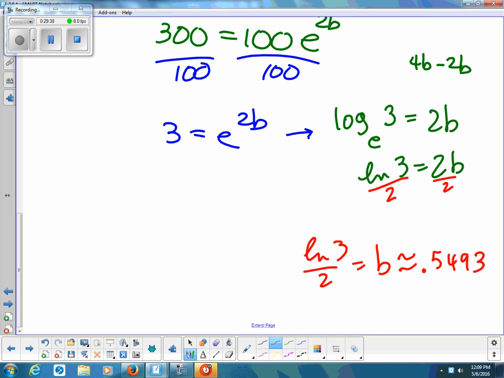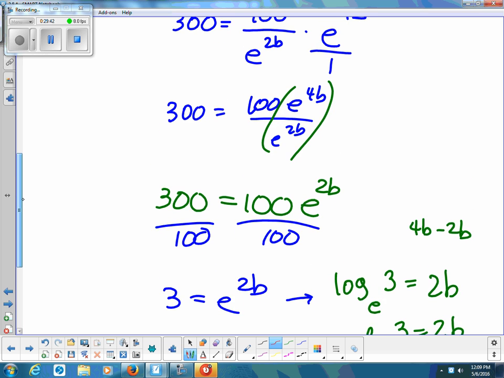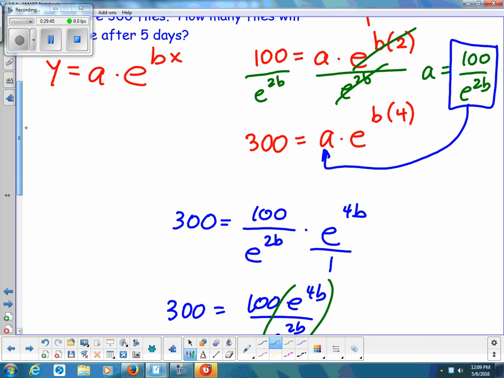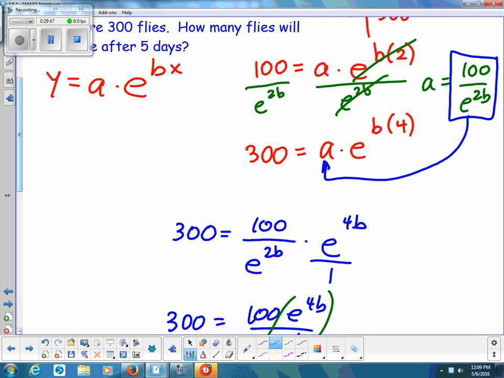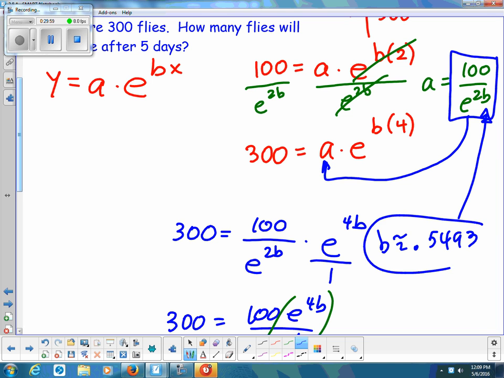Okay, so that's great. And now that we have that b value, we're going to plug that in where? Right here to solve for a. 0.5493 is my b value, so I'm going to plug that in right here and solve for a. So I'm going to get a equals 100 over e raised to the 2 times 0.5493. Everybody with me?